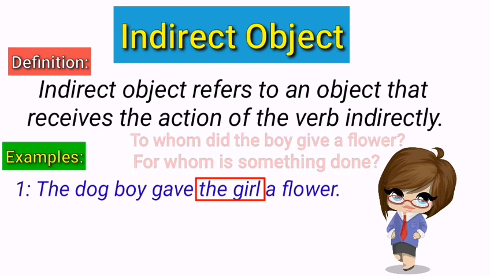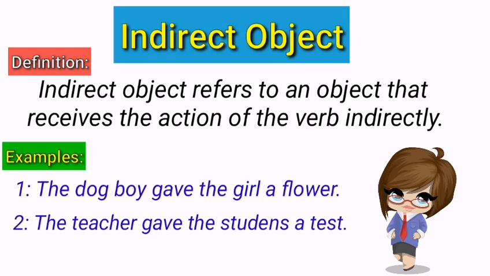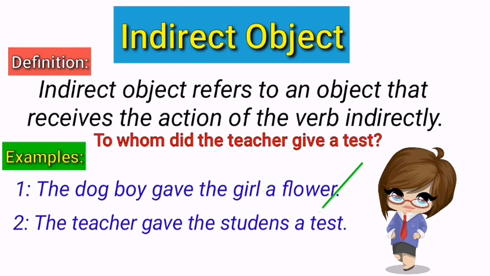Look at another example. The teacher gave the students a test. Here in this sentence, there are also two objects, one is the students, the second is a test. But how can I identify the indirect object? Again ask this question. To whom did the teacher give a test? The answer is, the students, so this is indirect object of this sentence, and, a test, is a direct object.